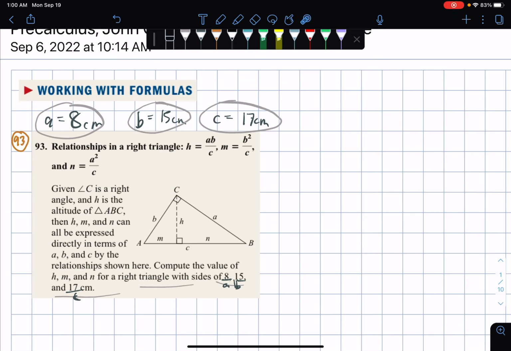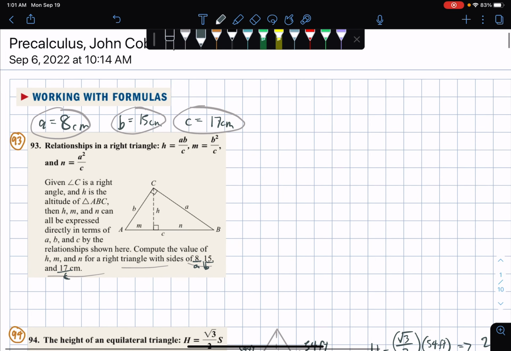I want you to get used to how I write and how I label my annotations. When you see a gray encircle or something like that, it's not the final answer, but it's supplementary to our solutions that would lead to the actual final answer. So we need to compute for the value of H, M, and N based on the combinations we have here.